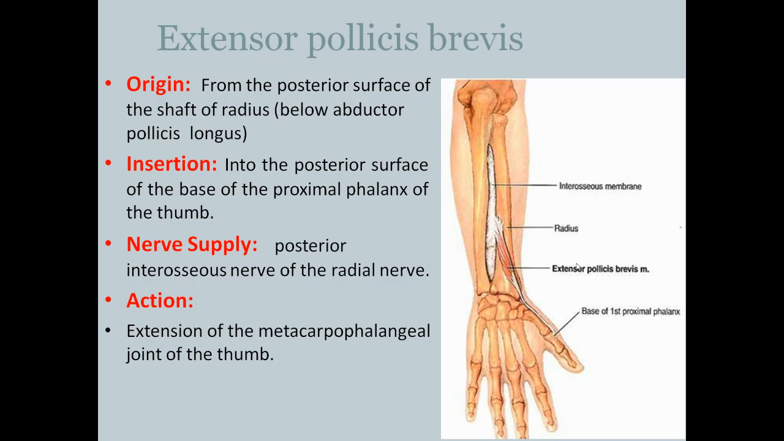Now we'll see the extensor pollicis brevis. It will take the origin from the posterior surface of the shaft of the radius, and it will insert into the posterior surface of the base of the proximal phalanx of the thumb, and it is innervated by the posterior interosseous nerve of the radial nerve, and the action is the extension of the metacarpophalangeal joint of the thumb. So this is all about the extensor pollicis brevis muscle that is present in the deep layer of the forearm.